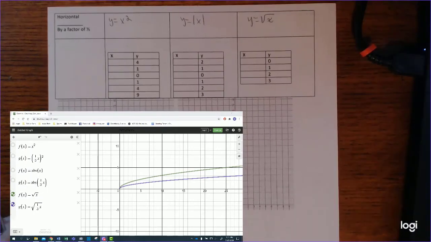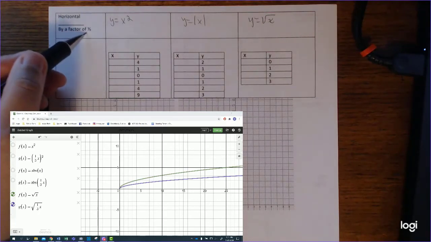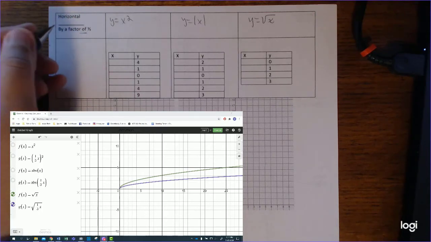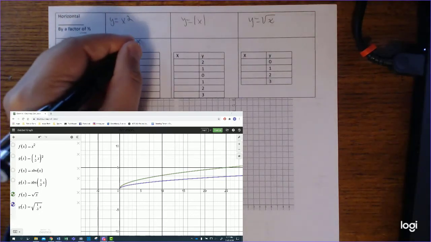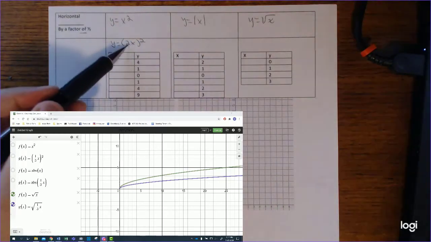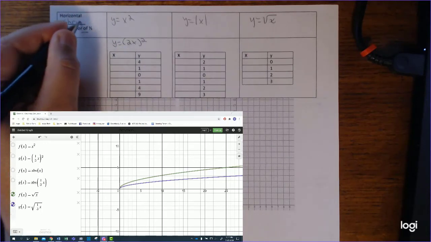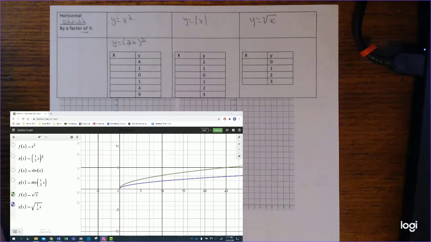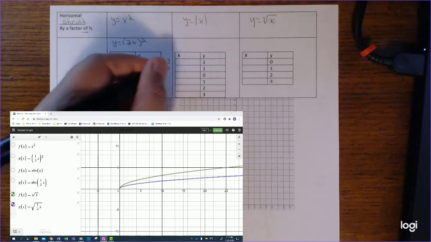Okay, so if I want to horizontally blank by a factor of 1/2, the reciprocal of 1/2 is 2, so this is going to be a 2 in there. That's how you're going to get your factor of 1/2. And this is not going to cause a stretch, it's going to cause a horizontal shrink. Okay, so let me put these numbers. I'm going to do it with the absolute value this time.